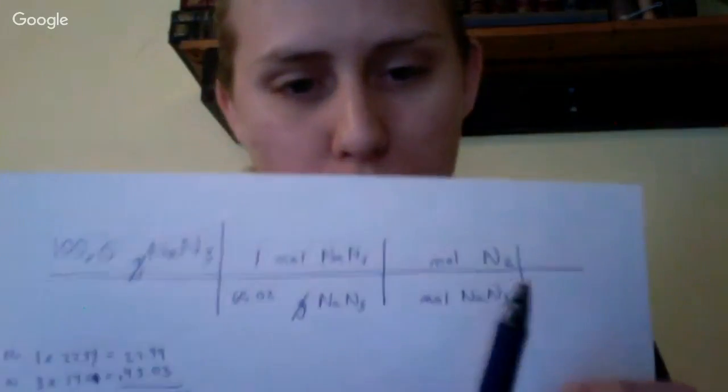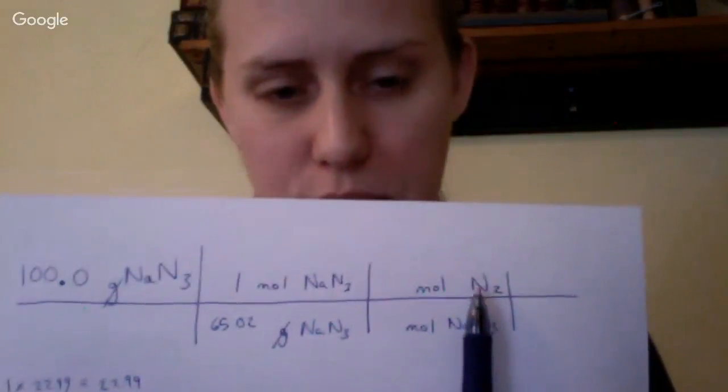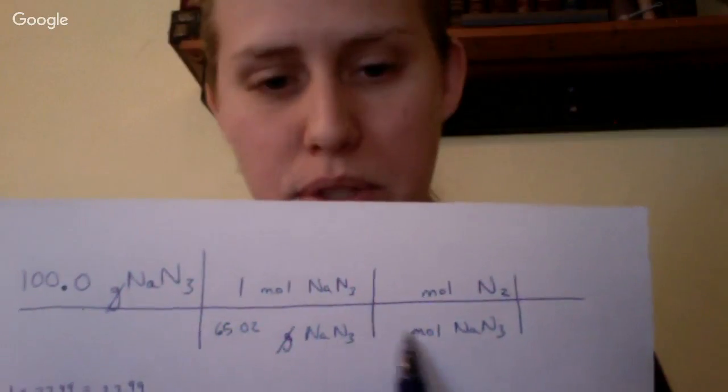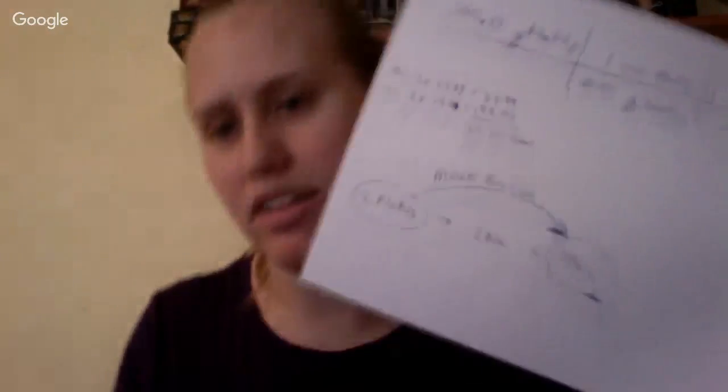So notice how we have moles of NaN3 turning into moles of N2, right? Now, where do we get the numbers for the mole ratio? We've talked about this already. From the coefficients, so is it 3 on top and 2 on the bottom? That's perfect. And we get our mass from N2, which is 28.02. We put that on the bottom?